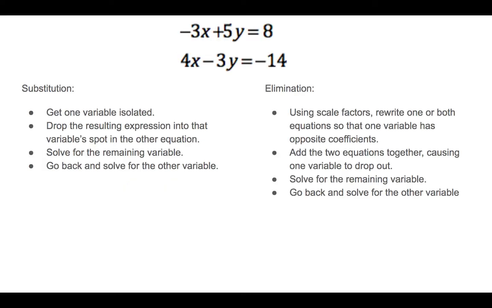Now, as a reminder, substitution, the basic idea is that you get one variable isolated in one of the two equations. Then you drop that resulting expression, whatever that thing equals, into that variable spot in the other equation, solve for what you got, and then go back and get the answer to that first variable. With elimination, you use scale factors to rewrite one or both equations so that one variable has opposite coefficients. This way, when you add the two equations together, one variable drops out. You solve for what's left, you go back, you get the other. That's the thing with systems. In the end, you're supposed to give a number value for every variable that you saw to start.